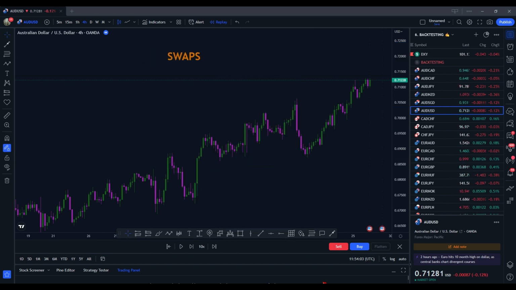Essentially, what are swaps? Just to summarize what it means, to give it a definition, a swap is an agreement between two parties to exchange a financial payment. For example, banks charge swaps. Usually whichever provider your broker is with, they always get liquidity from a bank and so forth, so they charge an overnight fee.